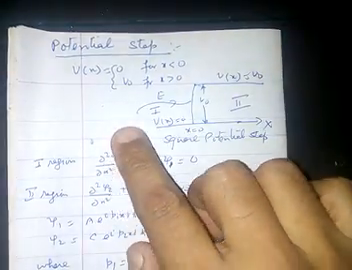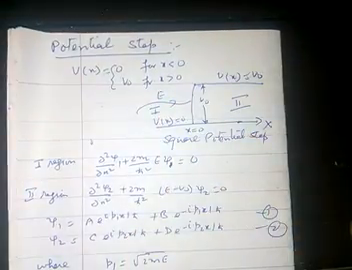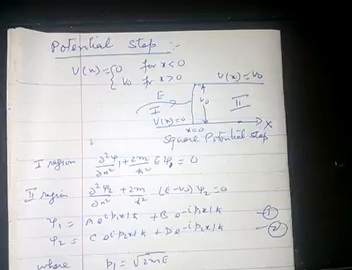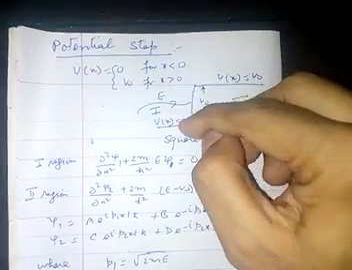Now let the electrons of energy E move from left to right, that is along the positive direction of the x-axis. Let us apply quantum mechanics to the problem, according to which the electron behaves like a wave moving from left to right and faces a sudden shift in the potential at x equal to 0.